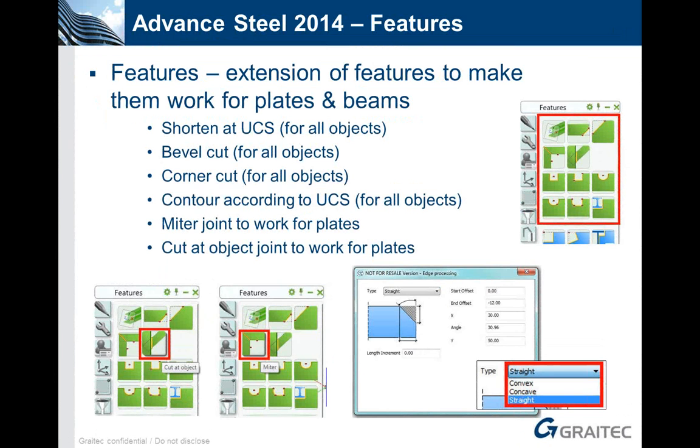And by the way, we extended some of the existing features to make them work for plates and beams, such as shortening at UCS. This is working fine for beams, like in the previous Advance Steel release, but this is working fine also for plates. We have the same for the bevel cut, for the corners, for miter joint, cut at object, and so on. We also simplified some of the commands. Instead of having 3 different icons, for example, for straight cuts, convex, or concave corner, we now have a unique command for that, and you just go here in the combo box and choose the type of your choice.